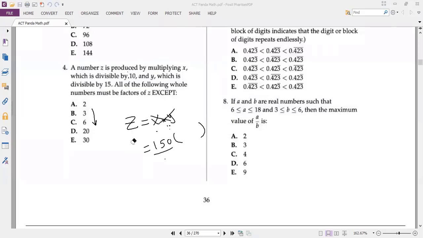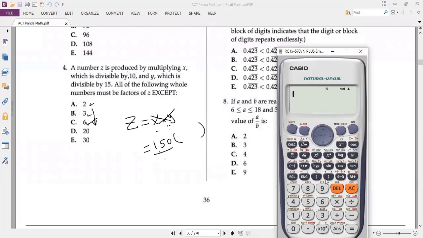We can divide by z because z already has 150. So can 2, yes, can 3, 15 divided by 3. Can 6? Yes, can be 6. Check it, please, by calculator. It's very, very easy. Cannot 20 only. We're looking for what cannot divide 150.